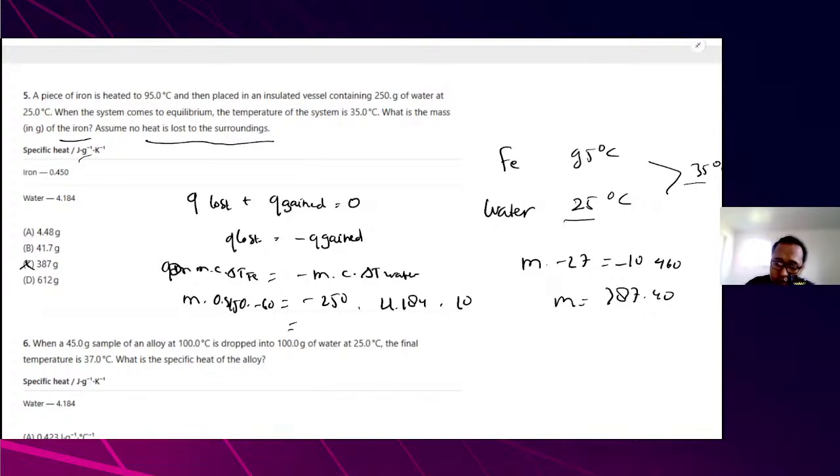Okay, just remember this equation when we are dealing with information kind of like this one. Calorimetric problem.